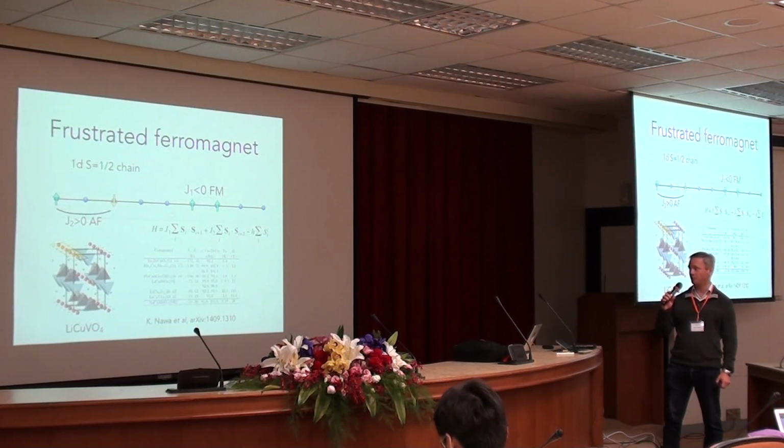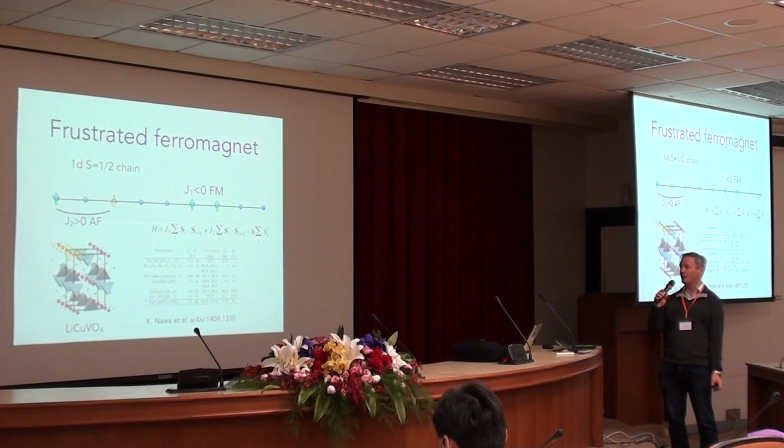These spins will have both nearest neighbor and second neighbor interactions. So this is a kind of J1, J2 chain. And I'm going to focus on this case where the nearest neighbor interactions are ferromagnetic, but the second neighbor interactions are anti-ferromagnetic. So this could be called the frustrated ferromagnetic chain.